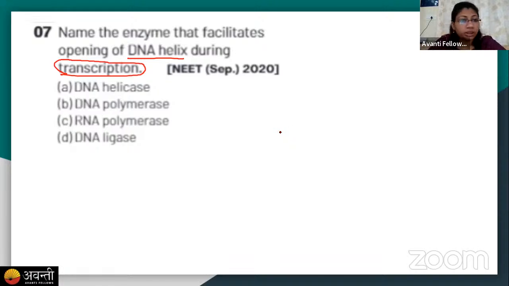Okay, let me end the poll. As you can see, you have opted for option D. Let's check out which option is correct. Here we are talking about transcription. Transcription is a process in which DNA gets converted into RNA, right? So whatever enzyme is working here, it is always DNA dependent. But as the synthesis of RNA is taking place, it is an RNA polymerase.